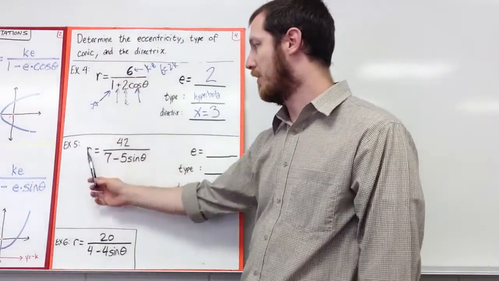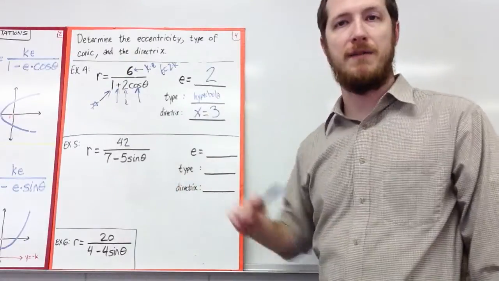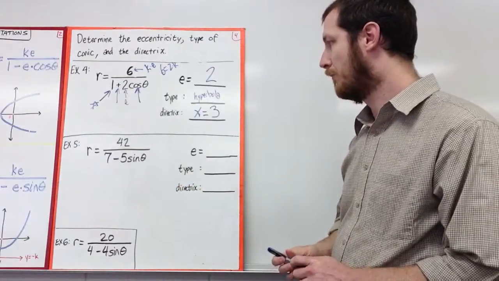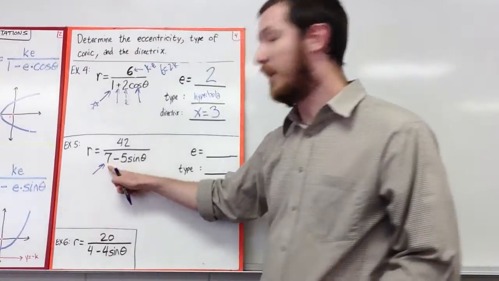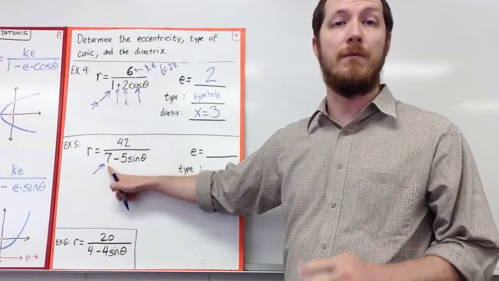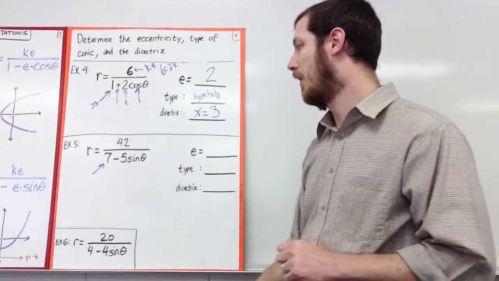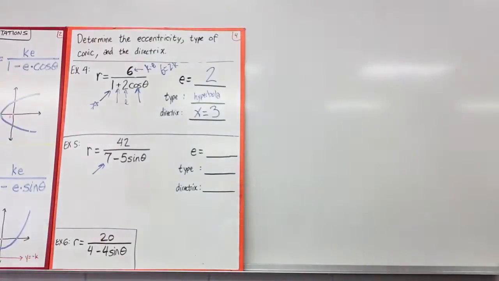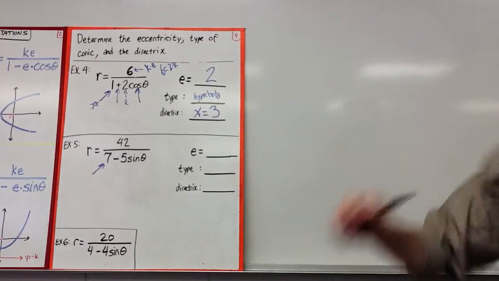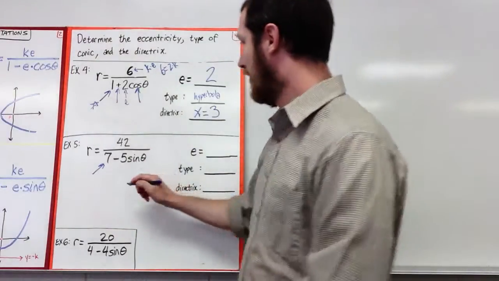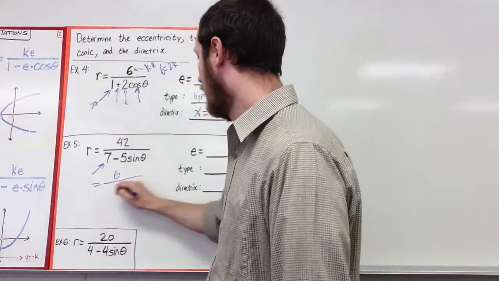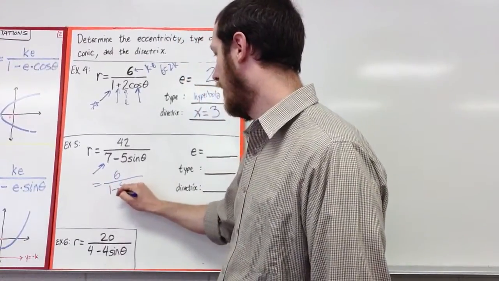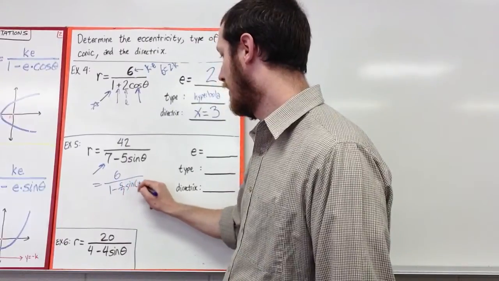Okay, same directions. r equals 42 over 7 minus 5 times the sine of theta. Okay, this one, when I look at this first term, that is not a 1. So before we do anything else, we need to make that a 1. So I'm going to divide both the top and the bottom by 7. Alright, when we divide both the top and the bottom by 7, we get 6 over 1 minus 5 sevenths times the sine of theta.